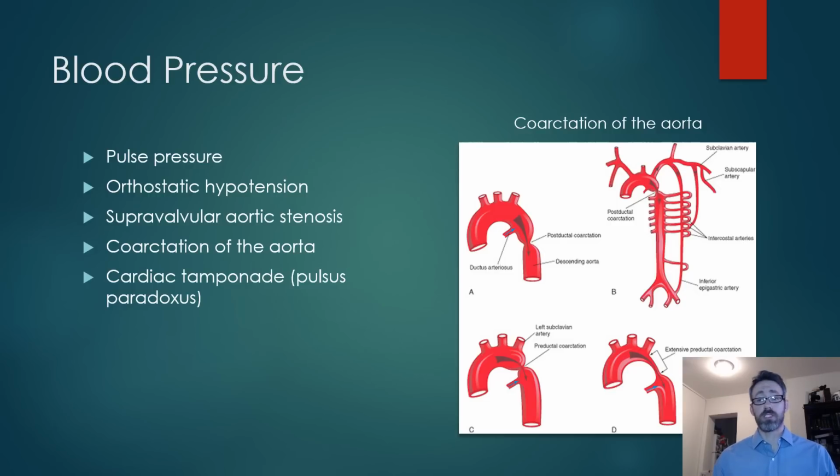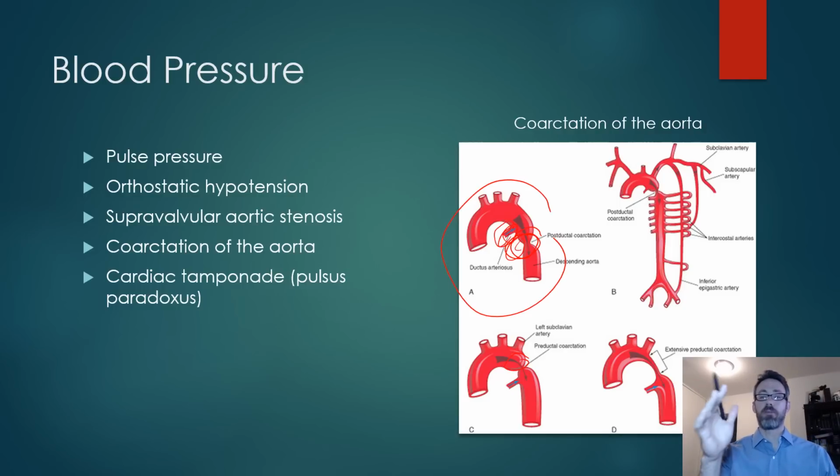Supravalvular aortic stenosis just means there's stenosis above the aortic valve. It's not the valve that's stenotic, it's the aorta just above it. And that can actually cause differences in blood pressure in one arm versus the other, for example. Coarctation of the aorta means a constriction somewhere along the aorta. So in the cartoon over here, you can see this constriction right there, which can happen before or after the ductus arteriosus. So we call it preductal or postductal.